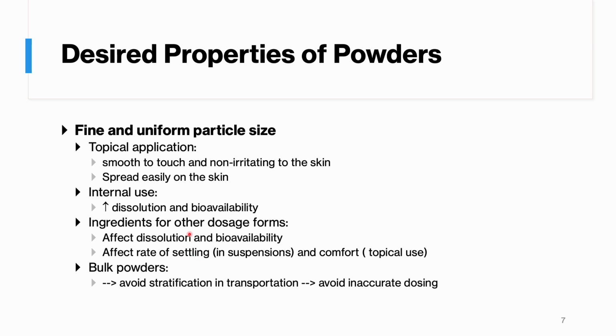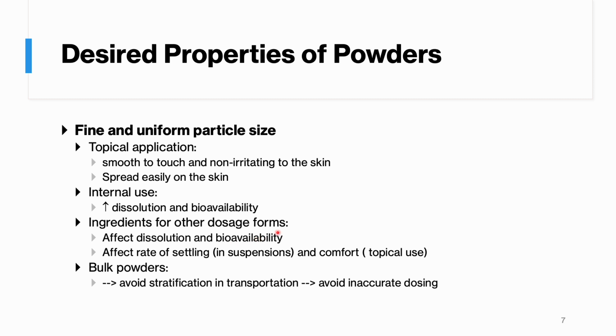If the powder is used as an ingredient for other dosage forms, like in case the powder is made to make tablets and capsules later, the powder can affect the dissolution and bioavailability based on the size, as mentioned above. Usually, to have a fast dissolution rate, micronized powder is used because it has a fine particle size. When the drug has a fast dissolution rate, it can increase the bioavailability of the drug.